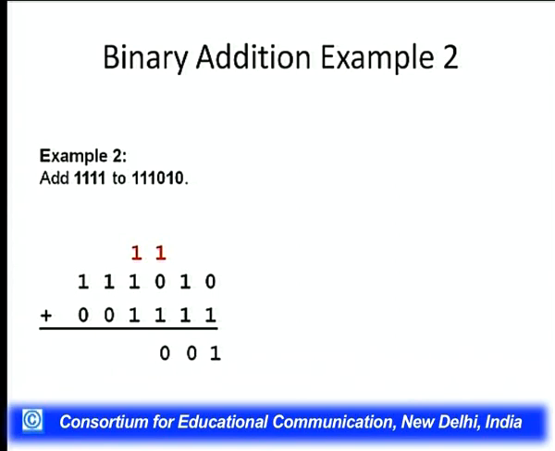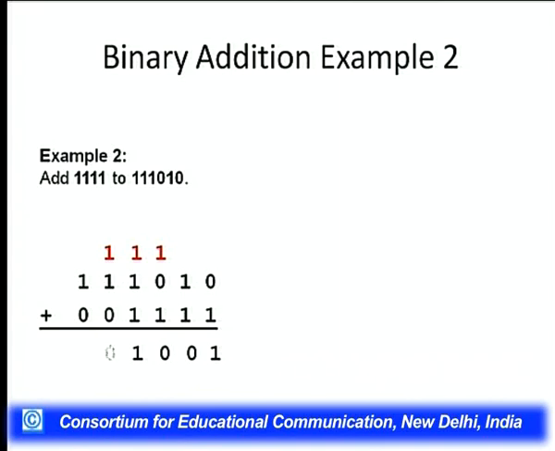So, 3 is represented in binary as 1 1. So, again you will write the number 1 and you will carry over 1. Now, you have again 1 1. So, this 1 plus 1 in binary becomes 2, which can be represented as 1 0.